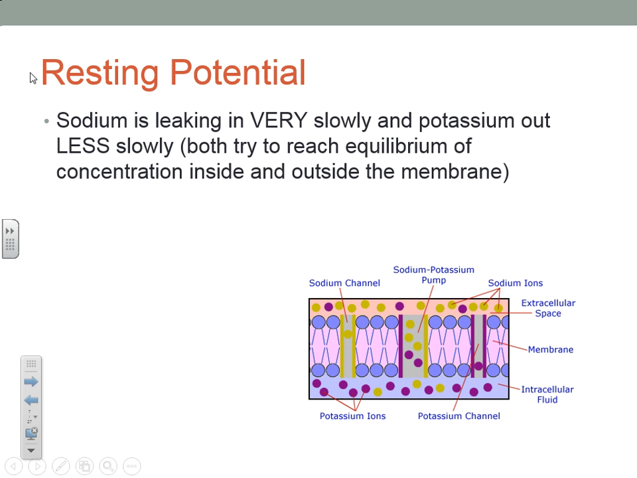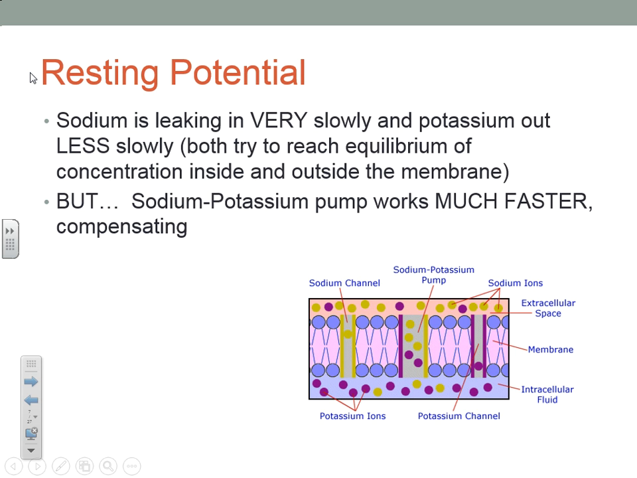Okay, so at resting potential, so when we have about negative 70 inside the cell versus the outside, we have sodium leaking in very, very slowly, which would be causing it to become more positive, but potassium is moving less slowly. Potassium is also positively charged, so that would make it more negative inside the cell, but I'll show you with a really simple drawing on the next slide.